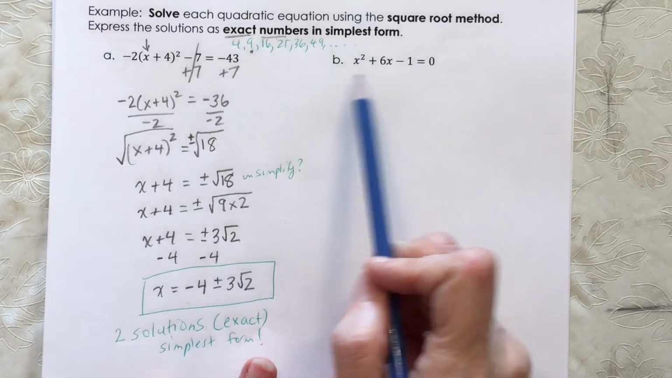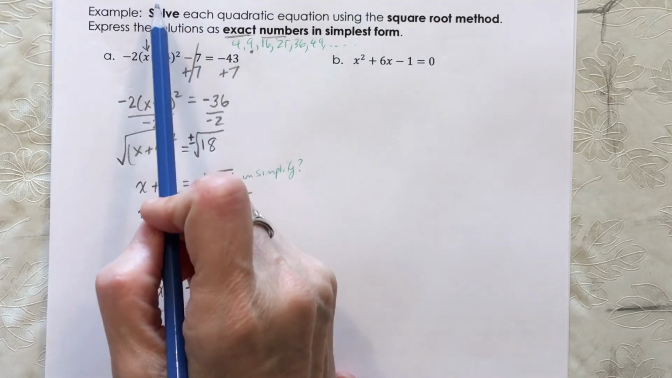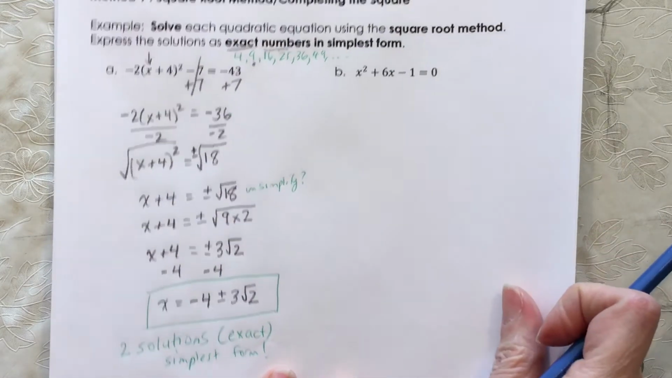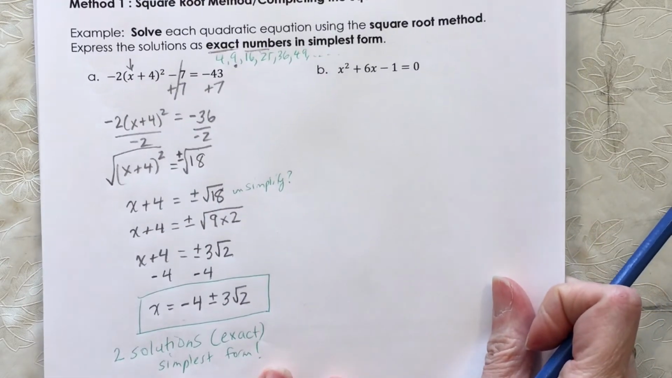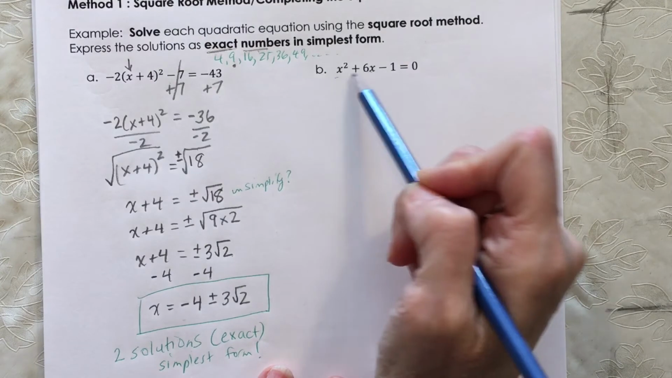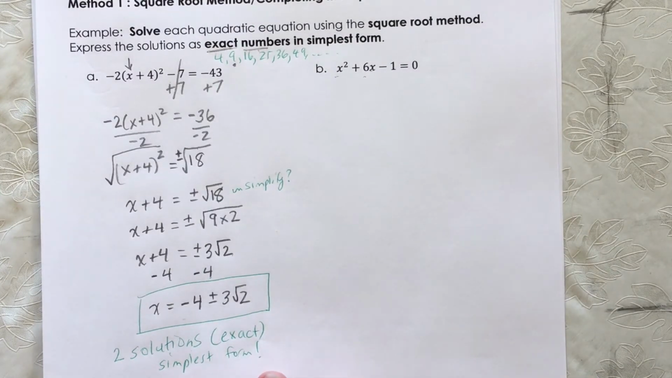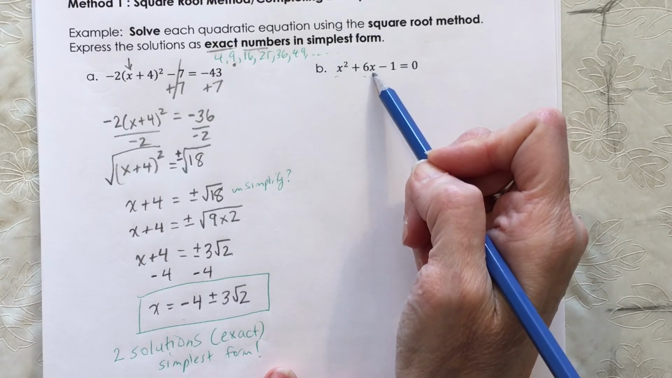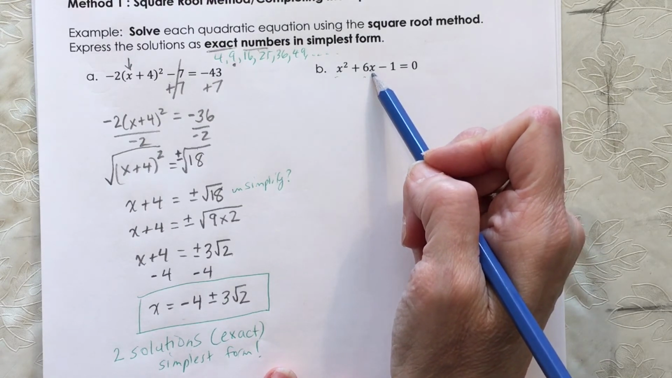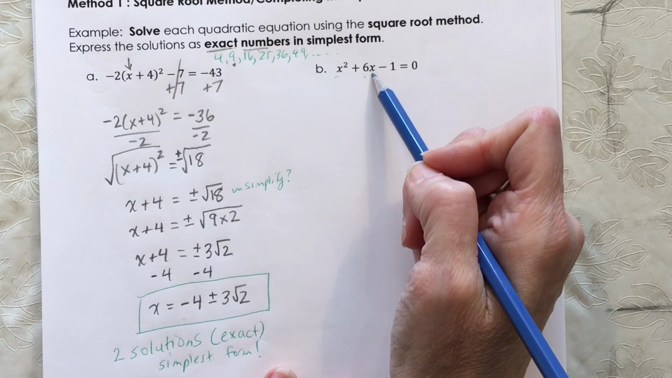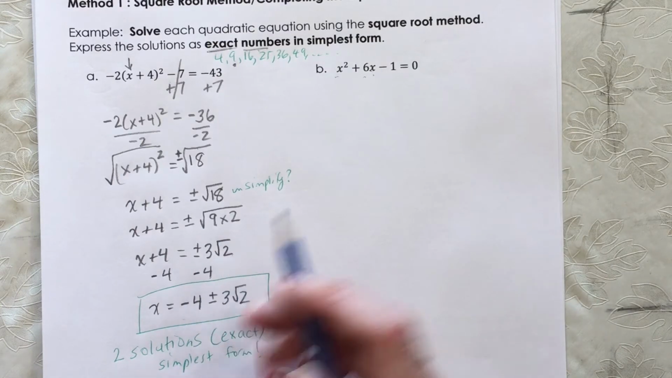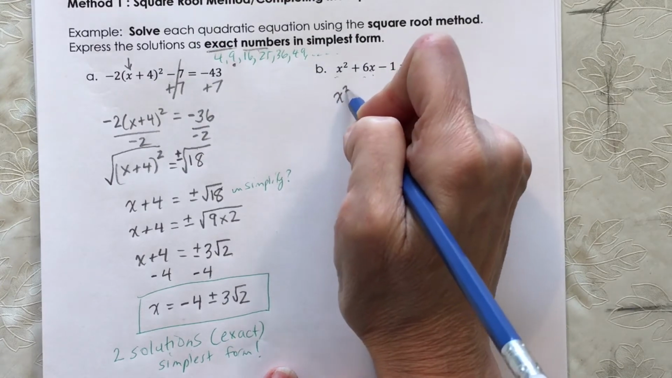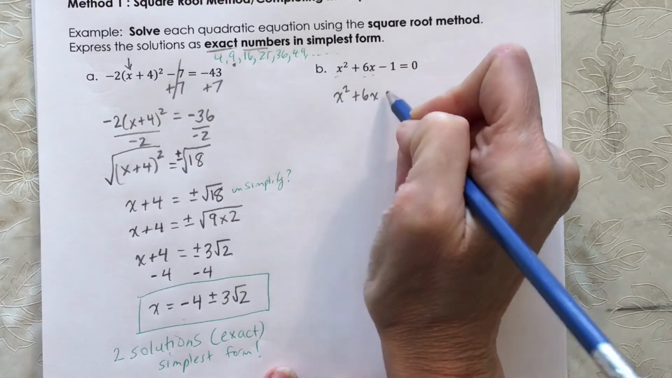Okay, so in part B, we're still on the same example, and it wants us to use the square root method again, but you can see the x is in more than one position. If it wants you to use the square root method, it must mean that it's easy to complete the square, and that we have the x only located in one position. So we could do that because this one's easy to complete the square.